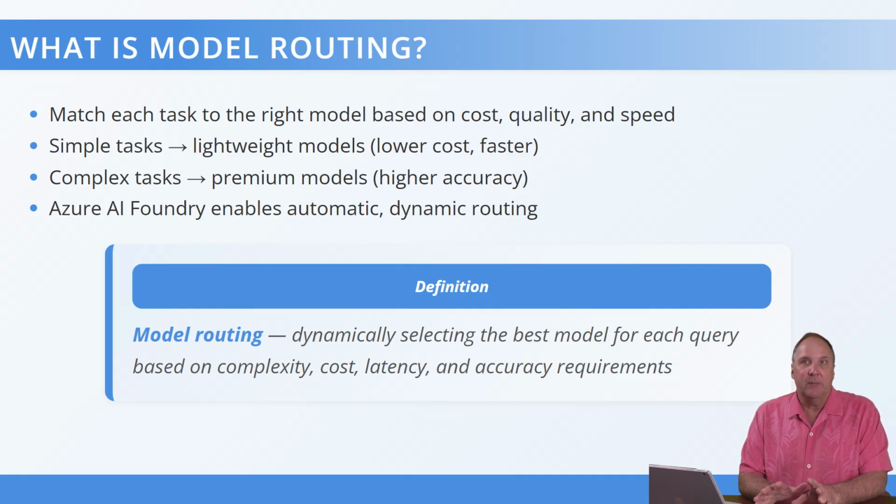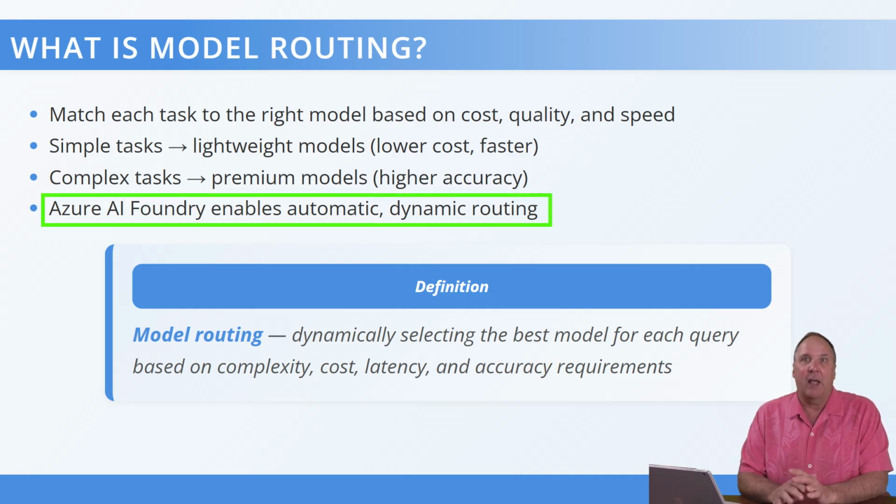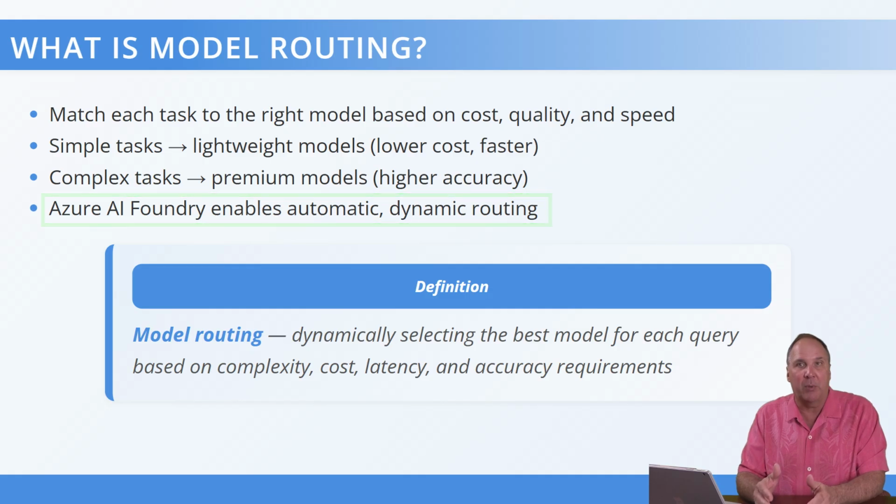The key part, in Azure AI Foundry, you can make this automatic and dynamic. You don't have to manually say, use model A under this condition or use model B under this condition. Instead, the system evaluates the query complexity and routes accordingly.